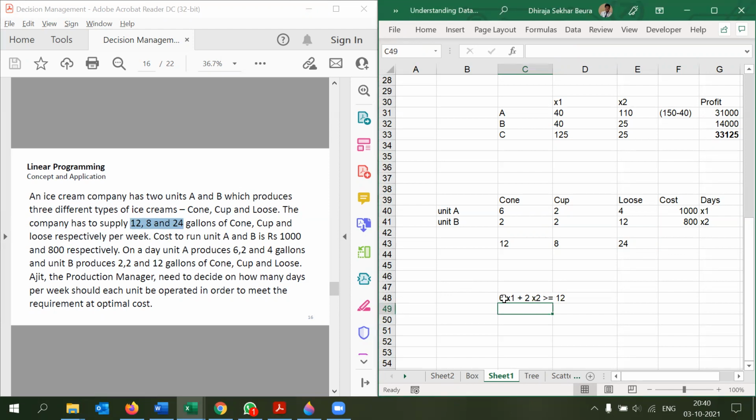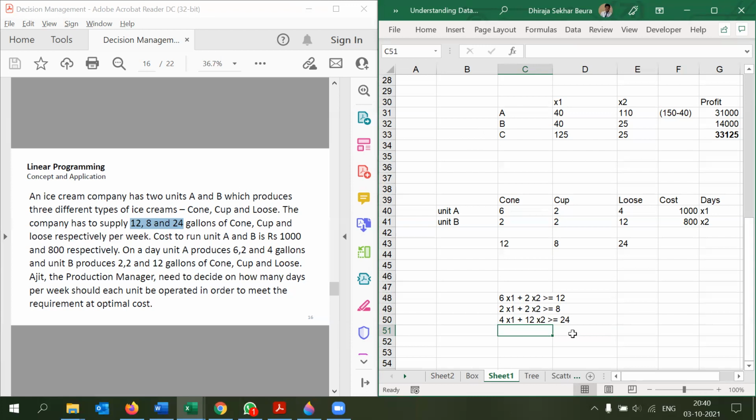No, there is. Okay. Now my next question to you is, how many cups will you produce? 2x1 plus 2x2. Perfect. And what is the constraint for it? It should be more than or equal to 8. Perfect. Same thing for loose. Can you tell me how much it should be? 4x1 plus 12x2, perfect, greater than or equal to 24. Now always refer to the table. It becomes very easy to write down these constraint functions. Yes. Now can you tell me one more thing?